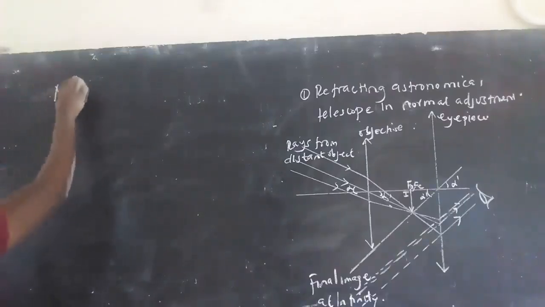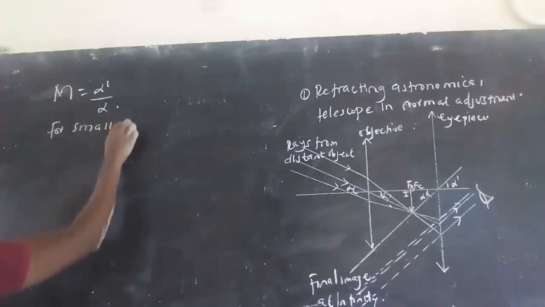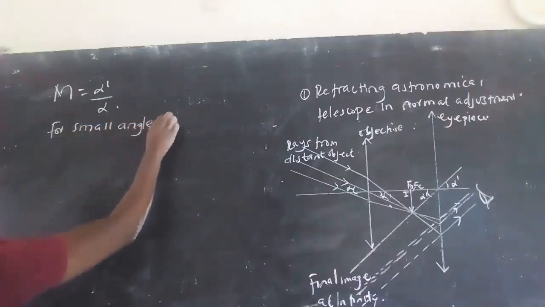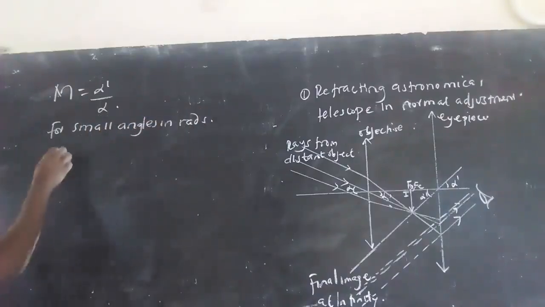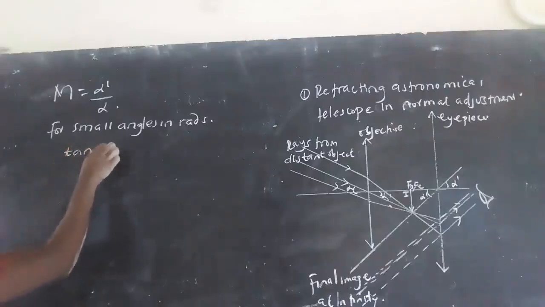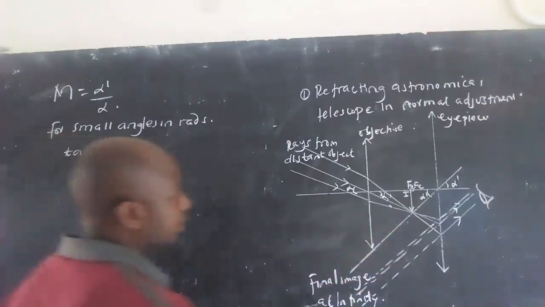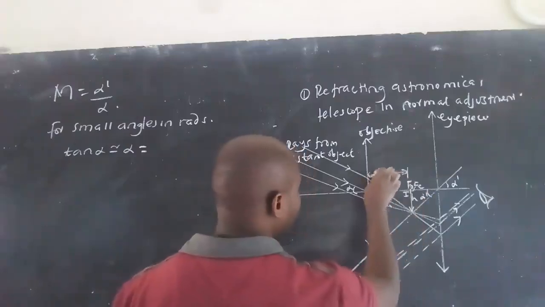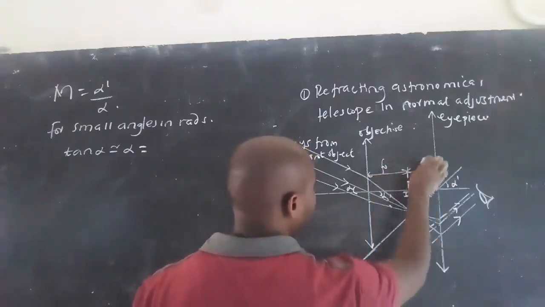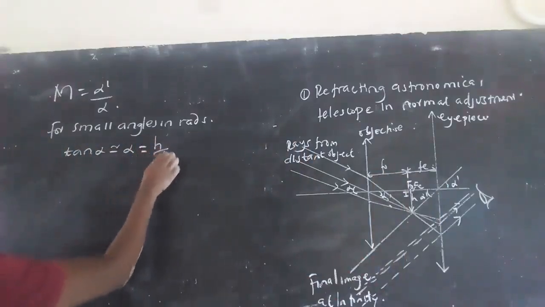Magnifying power is equal to alpha prime over alpha. For small angles in radians, tan of alpha is approximately equal to alpha, which is h. This is h. The distance up here is f naught. The distance up here is f what? Which will be h over f naught.